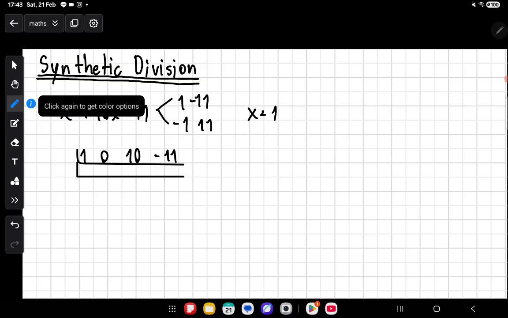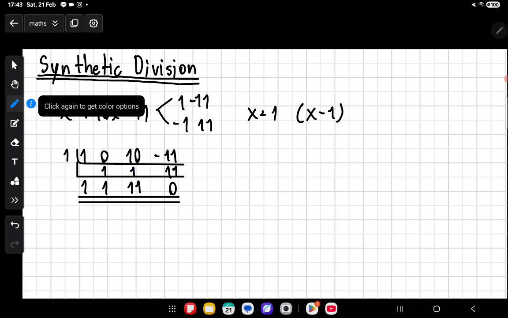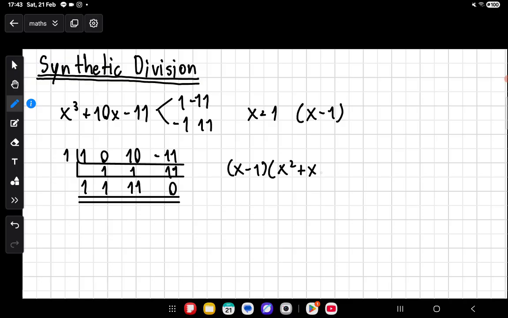So x is equal to 1, which means it's x minus 1, right? Now drop 1 down as usual and do the usual method, which will result in this. Alright, so it's x minus 1 times x squared plus x plus 11. And there's your answer.